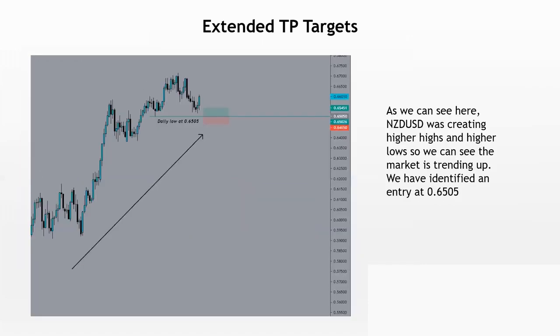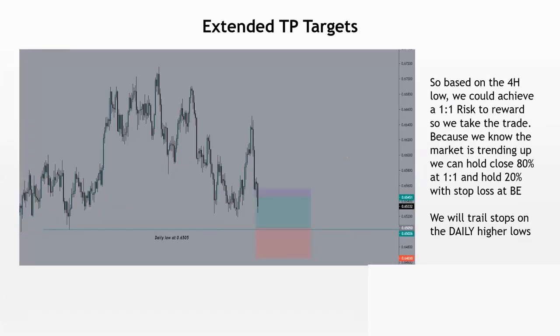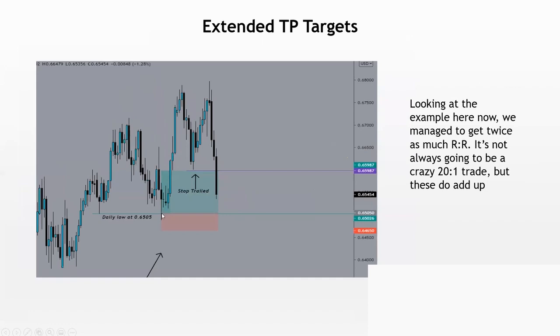But you can see the daily is in a nice uptrend. So because of that, we are going to now look at closing 80% at this here on the retest of the 4-hour low, and leave a 20% runner with stop loss at break even. And what we will do, guys, we are going to trail the stops on the daily time frame. So once you've entered on the 4-hour, and you've got your stop loss at break even and you've closed 80%, all you care about then is the daily. You can see you're entered here.